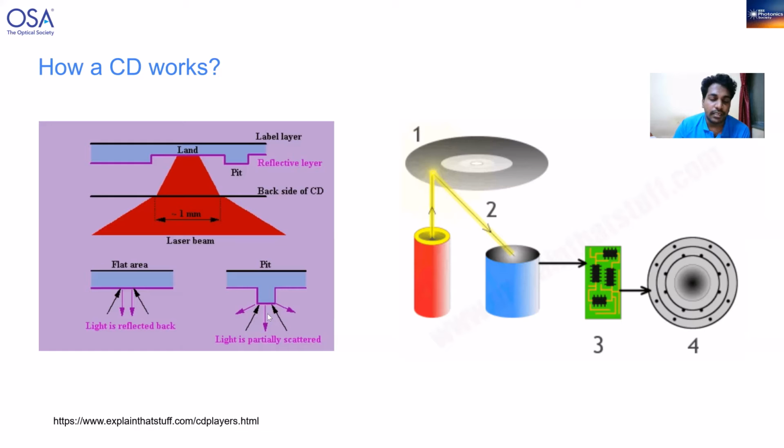If the laser is incident on a pit, the light is partially scattered from this area, and the photodiode cannot detect the light completely. So it will read it as 0. This is how it reads 1s and 0s. After the photodiode, the photo signal is converted into an electrical signal, and we get it as speaker or audio sound, whatever we want on the phone.